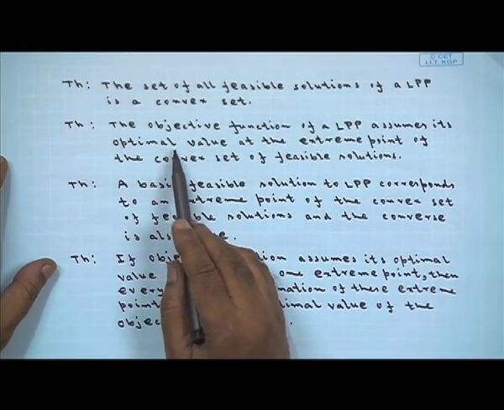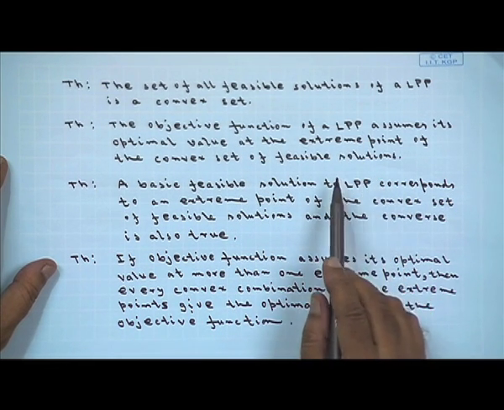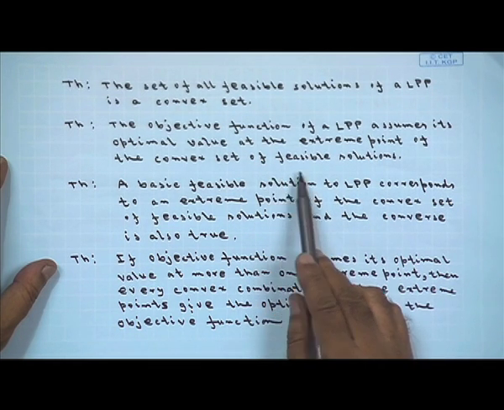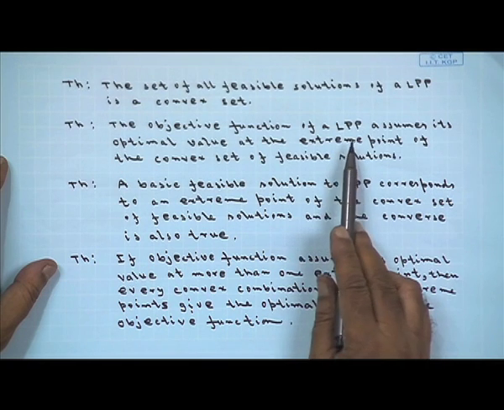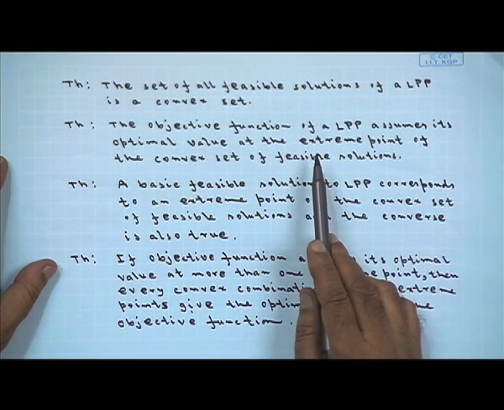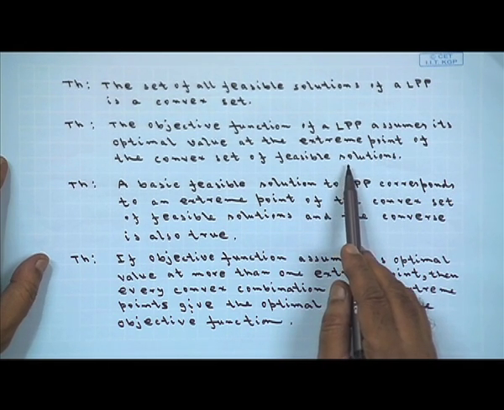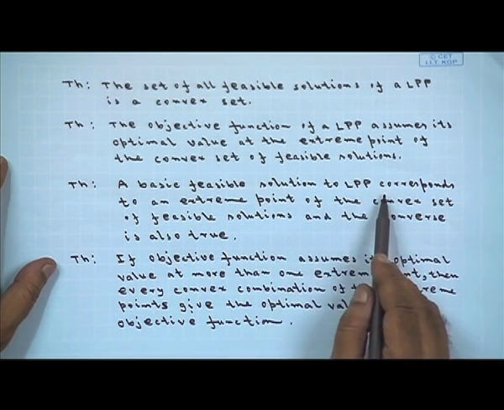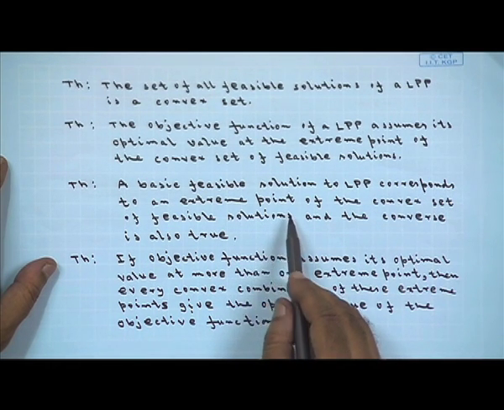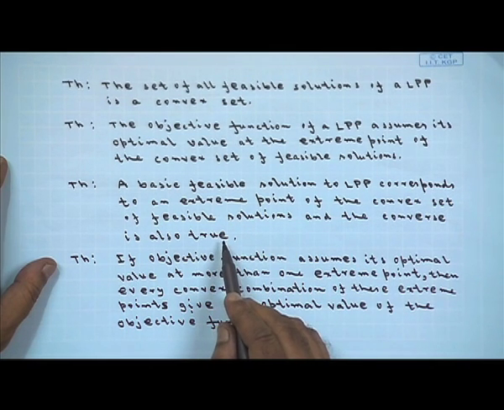Similarly, the next theorem says the objective function of an LPP assumes its optimum value at the extreme point of the convex set of feasible solutions. So, there is a mathematical proof for what I told you just now, that the objective function of an LPP assumes its optimum value only at the extreme point of the feasible region. The third theorem says that a basic feasible solution to an LPP corresponds to an extreme point of the convex set of feasible solutions, and the converse is also true.